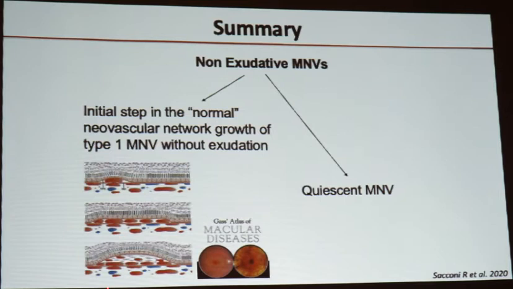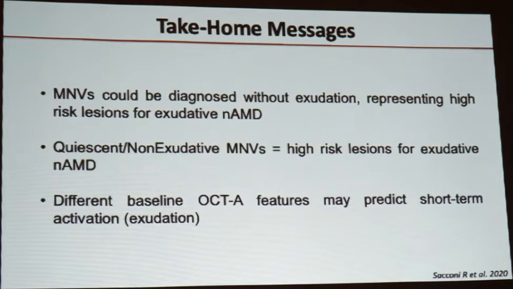So, the take-home message of this part of my presentation is that macular neovascularization could be diagnosed without exudation, and these are very high-risk lesions for exudative neovascular AMD. And for this reason, we need to characterize this kind of macular neovascularization with different biomarkers, and different baseline features using OCT angiography may predict the short-term activation. So, from a clinical point of view, if you have these predictors, you need to follow your patient very strictly in the first months of the follow-up.